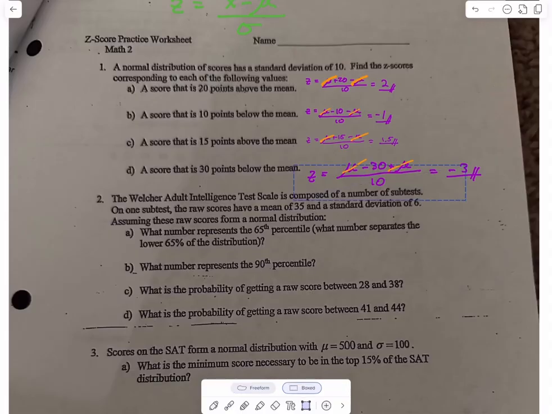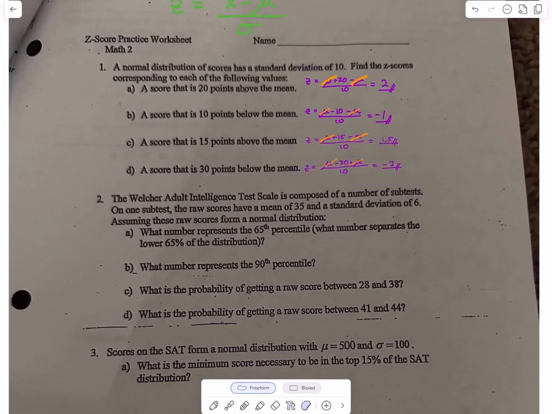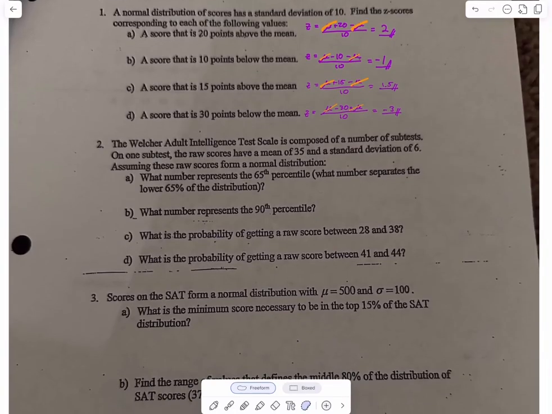And, you know, they weren't asking for any probabilities here. They were just asking for the z-scores. Okay. Probably should have started here. That may have made it a little bit easier. All right, so let me see.